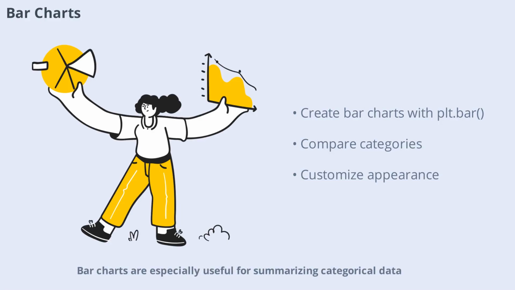Bar charts are especially useful for summarizing categorical data, making them a staple in data science presentations and reports. You can customize colors, widths, and labels to make your bar chart stand out.